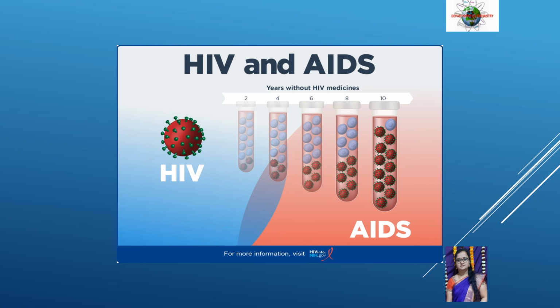And how is it characterized? It is characterized by the reduction of CD4 plus cells. CD4 plus T cells are responsible for the immunity in the body. So when the immunity cells go down, what happens? The virus grows faster in the body, and that causes AIDS in the human being.